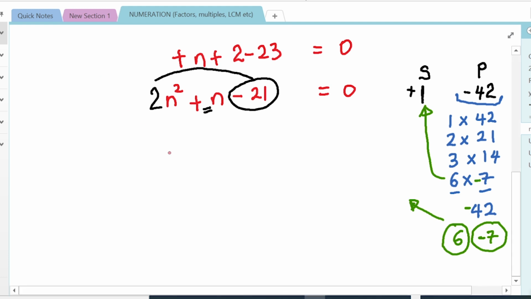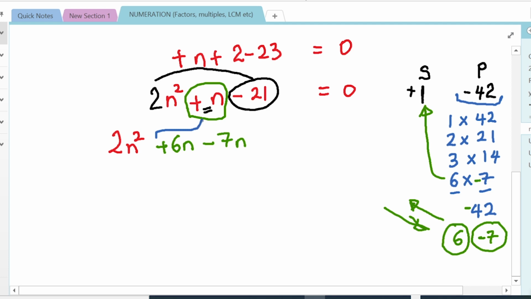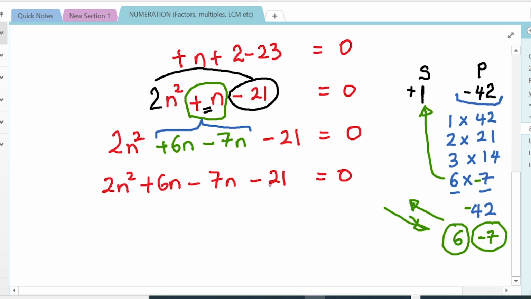So we come back to our working, it's going to become 2n squared. The middle part, plus n, is going to be replaced by these numbers here. So it becomes plus 6n minus 7n. Take note that this plus 6n and this minus 7n still give us plus n. Then we continue, minus 21 is equal to 0. So it becomes 2n squared plus 6n minus 7n minus 21 is equal to 0.